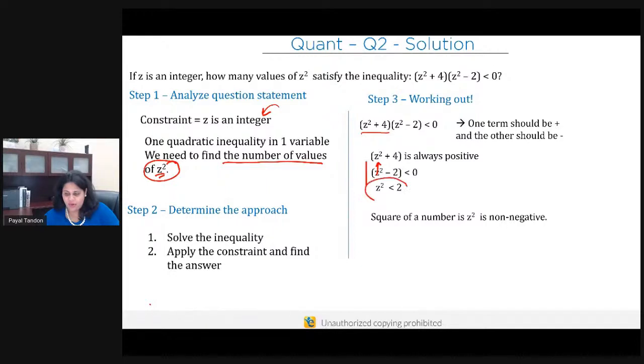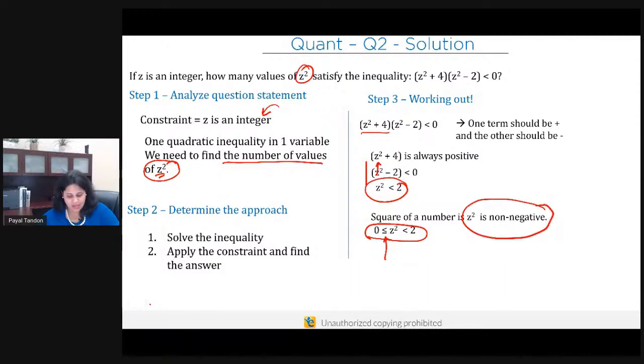So that's one of the components of my range. Now I also know, I need to talk about z square, right? I also know that square of a number is non-negative, which means that my overall range is 0 is less than or equal to z square is less than 2. Again, less than or equal to is very important. That's my concept over here.